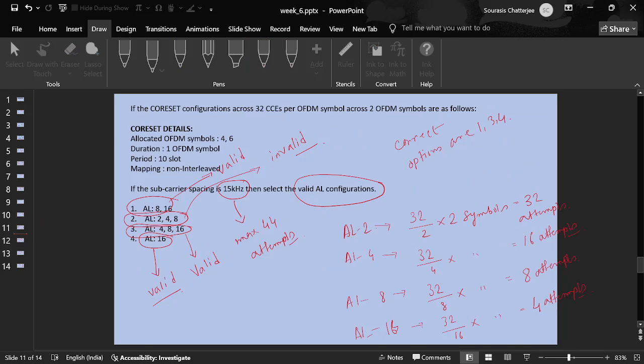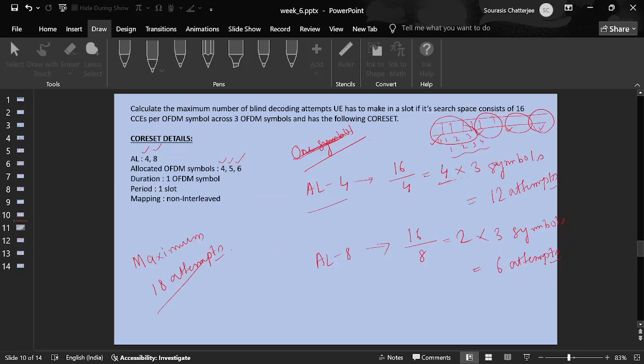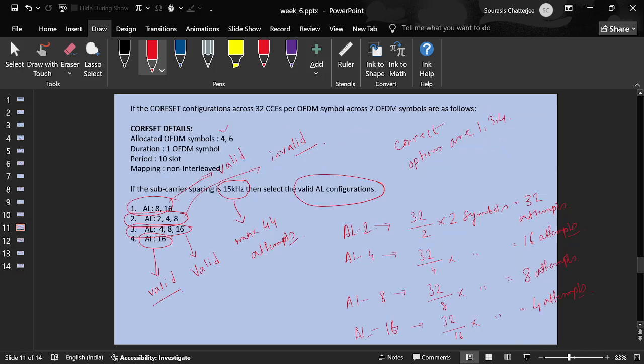The second question is again about a CORESET configuration. It is given 32 CCEs per OFDM symbol across two OFDM symbols, which are the fourth and the sixth one. If the subcarrier spacing is 15 kilohertz, you are supposed to find the valid L configuration, right?